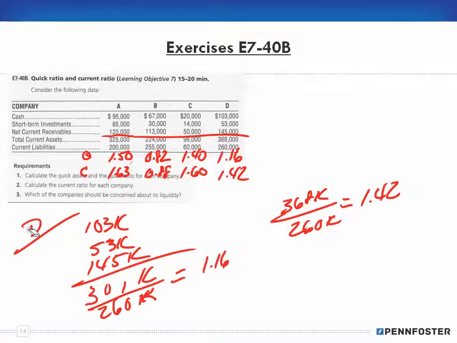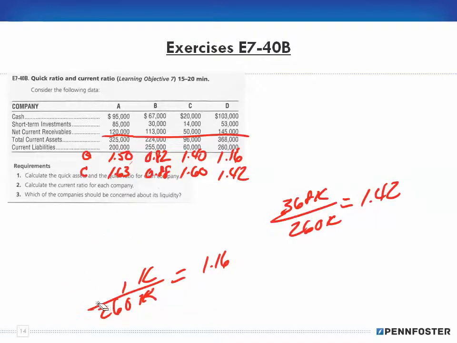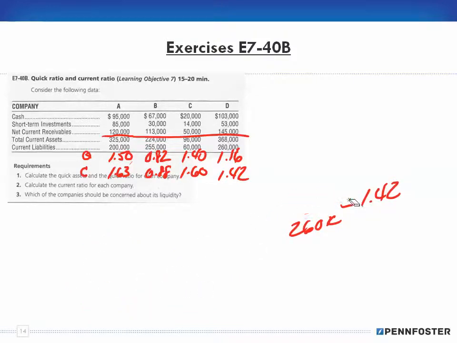All right, so then we just did number 1, we just did number 2, and number 3 says which company should be concerned about its liquidity. Right, and that's why I had said, think about what the purpose behind the quick ratio is and what the purpose behind the current ratio is. The company that needs to be concerned is company B.